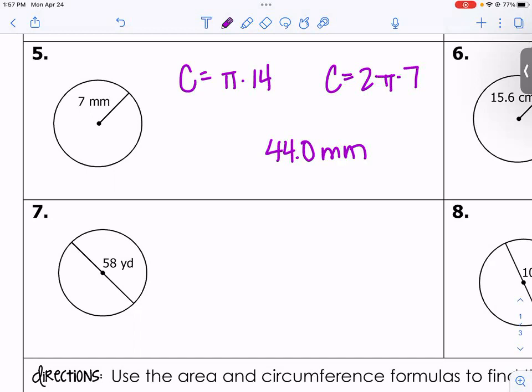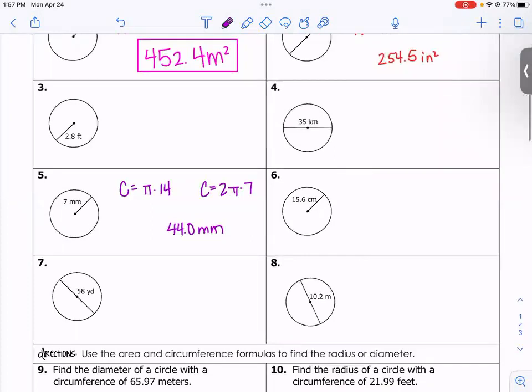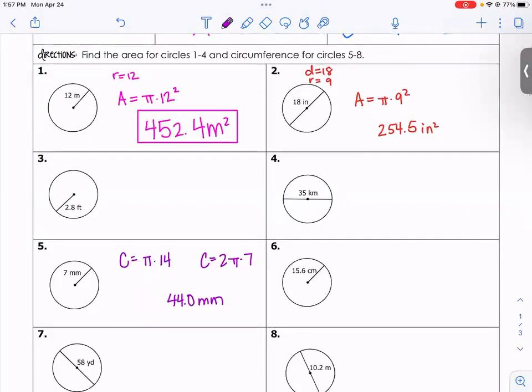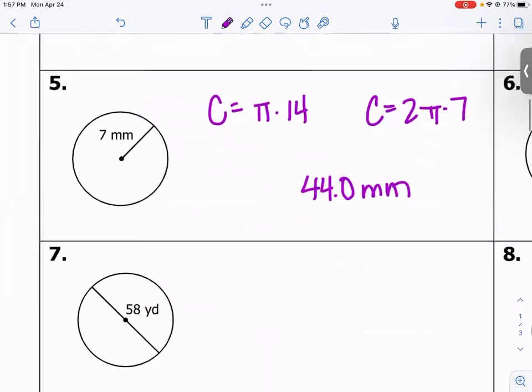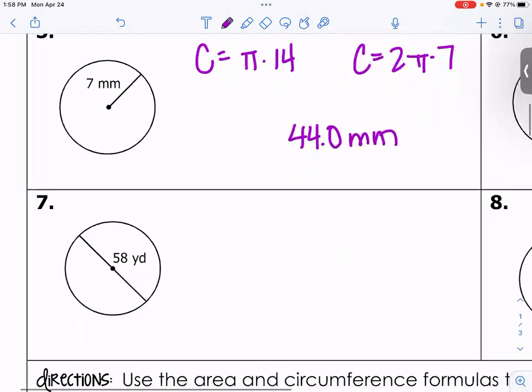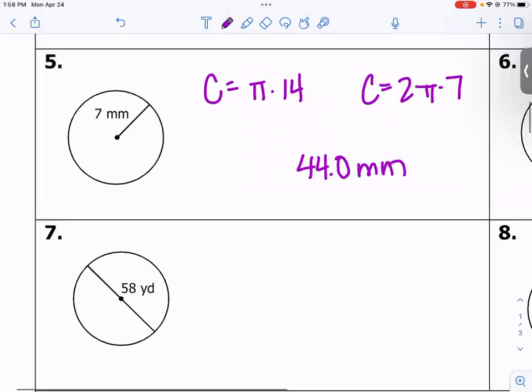Please make sure you are labeling your answers. This is in millimeters. Now let's talk about up here. Our area is square units because we're talking about 2 dimensions, but the circumference is literally the length around the circle. That's just a 1-dimensional calculation. So it's just millimeters, or in the case of number 7, just yards. Area is square units, but circumference is just normal units.